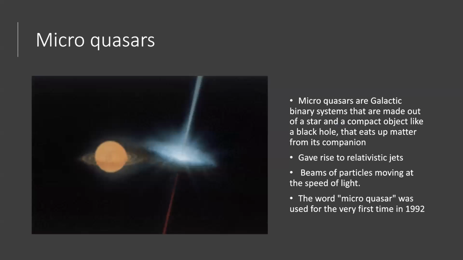Microquasars. Microquasars are galactic binary systems that are made of a star and a compact object like a black hole that eats up matter from its companion. It gives rise to relativistic jets, which are beams of particles moving at the speed of light. The word microquasar was used for the very first time in 1992.